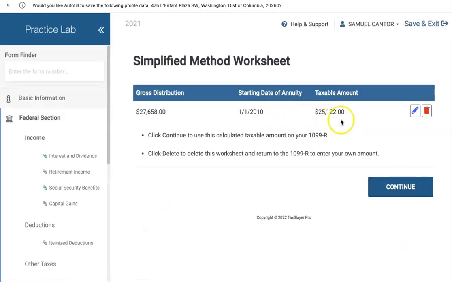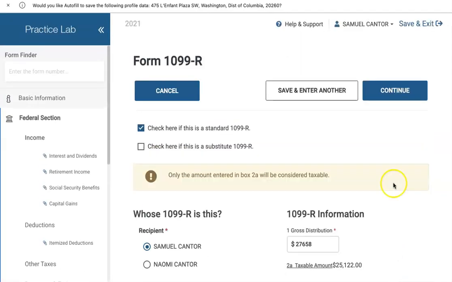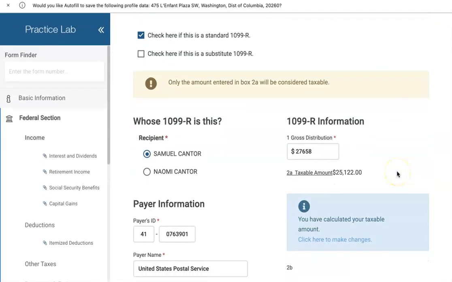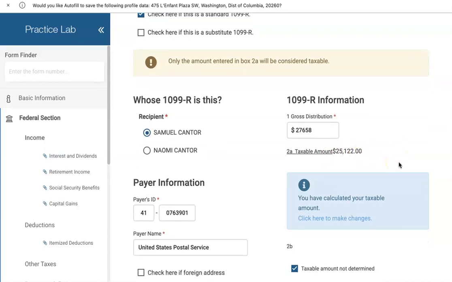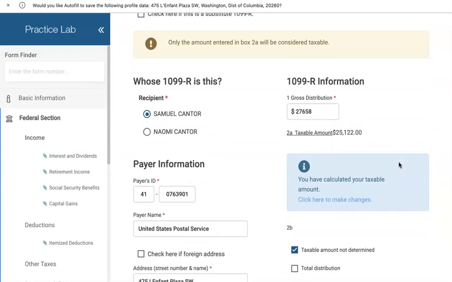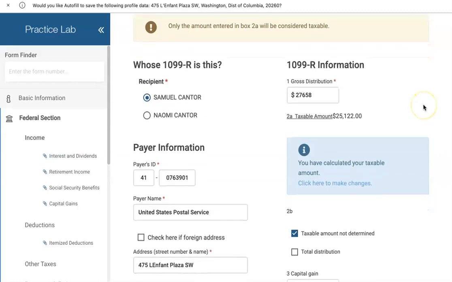And it says what we're going to do is the taxable amount is $25,122. We click enter, continue, and we have a locked-in amount of $25,122 as a taxable amount, about $2,500 less taxable than what the default was, which was the amount in box 1. So I said there are two different ways to do this. Let's do the other way.